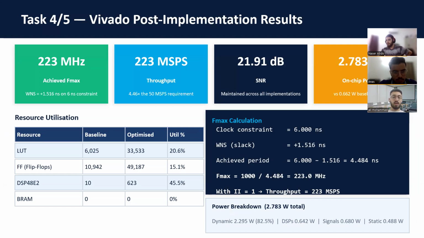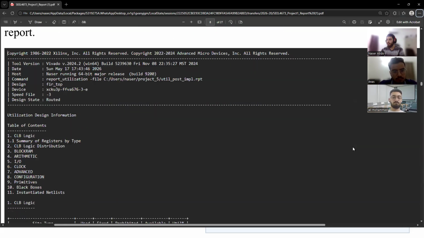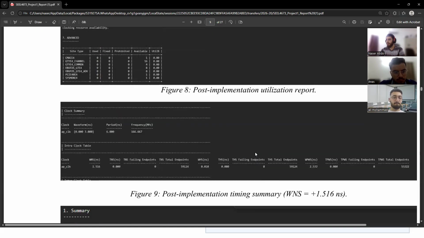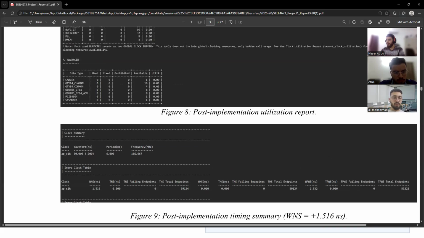Yeah, so after full place and route in Vivado, back to the report, figures 7 to 10. Figure 9, sorry. Okay, so as you can see here, figure 9 shows timing met with 1.5 nanoseconds to spare on a 9 nanosecond clock, giving us 223 megahertz with II equal to 1. That means 223 megasamples per second throughput, which is 4.46 times the requirement. And figure 10, please.